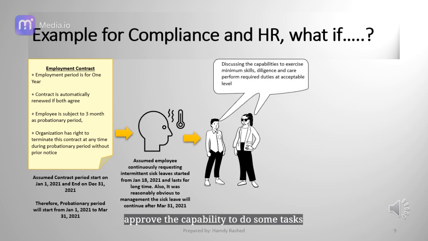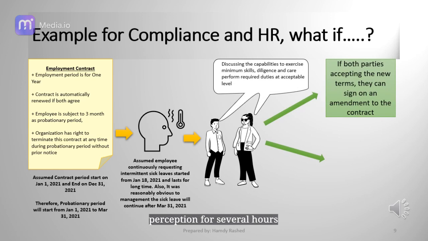to do some tasks, to discuss the matter of his sickness, and to observe the employee's abilities and perception for several hours. Then management may need to discuss his capability to work part-time or full-time while exercising the minimum diligence, skills, and care to perform the required reasonable duties. If both parties accept the new terms, they can sign an amendment to the contract.